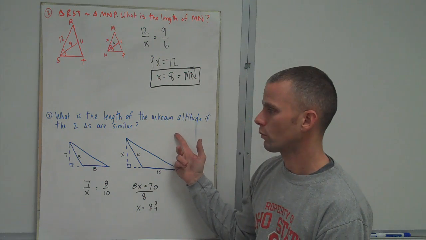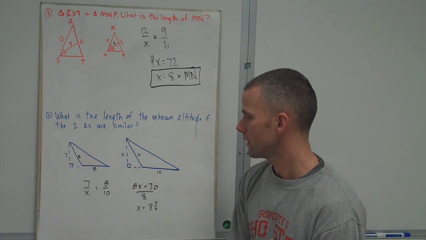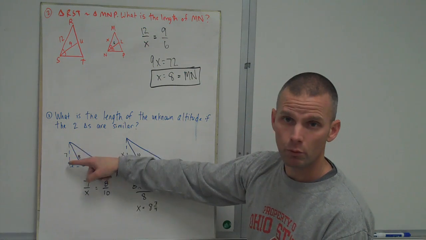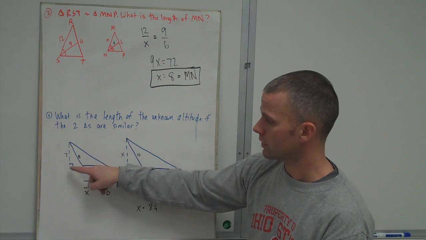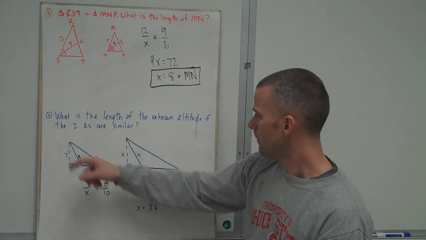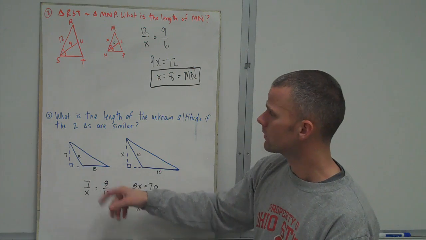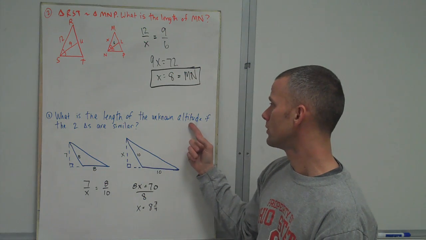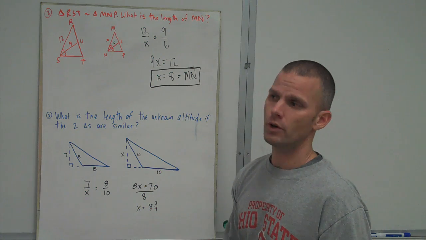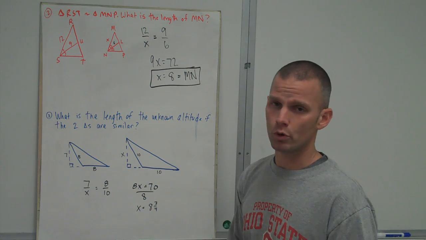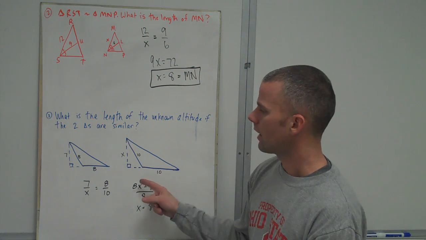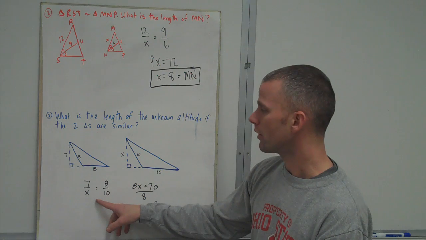In our last example, we're going to take a look at how the altitudes fit into this. Notice that with the obtuse triangles, the altitude will fall outside the triangle. That's what these little dashed lines are representing: the extension of the side, and then of course the altitude from that vertex. What is the length of the unknown altitude if the two triangles are similar? It's already stated they're similar, which means corresponding sides are going to be proportional. You need to know that in order for this to work. So I've already set up the proportion for you here.